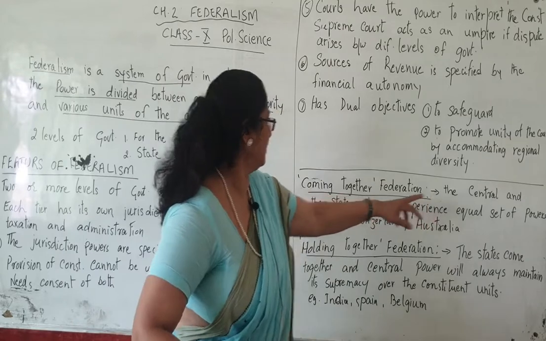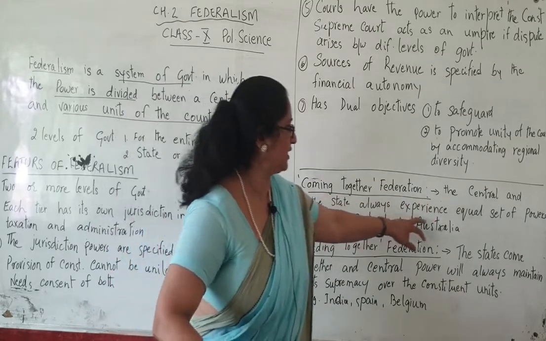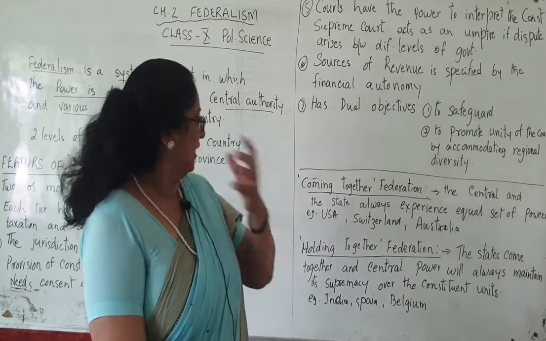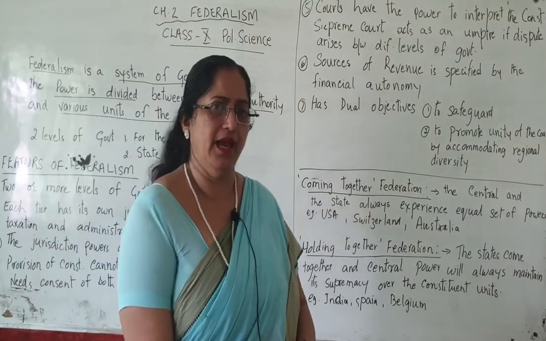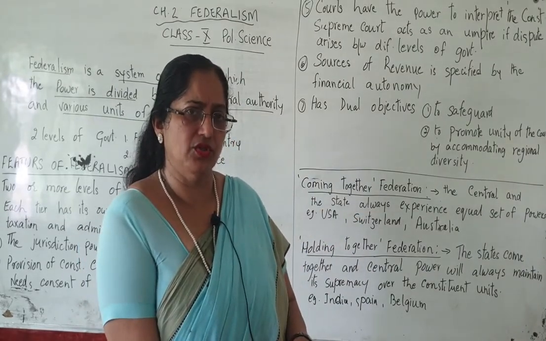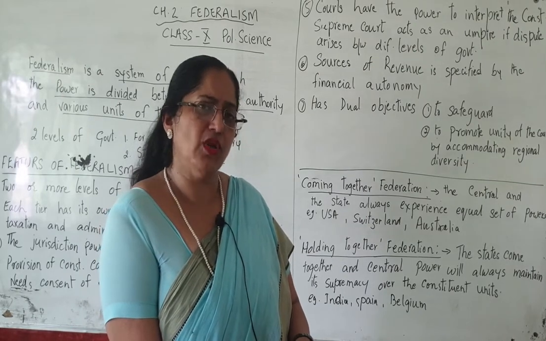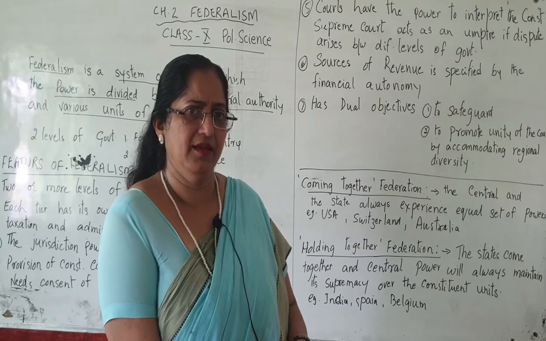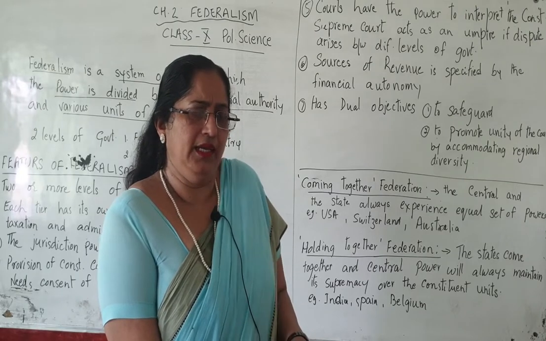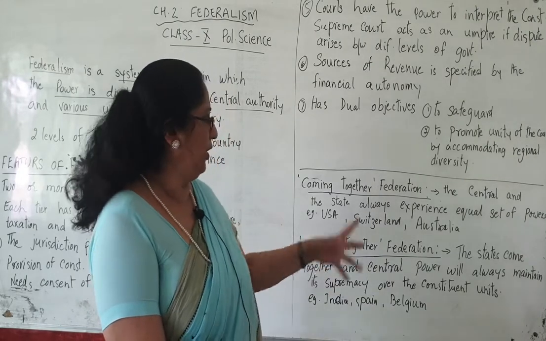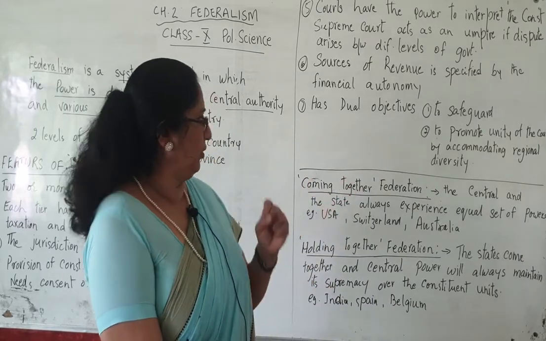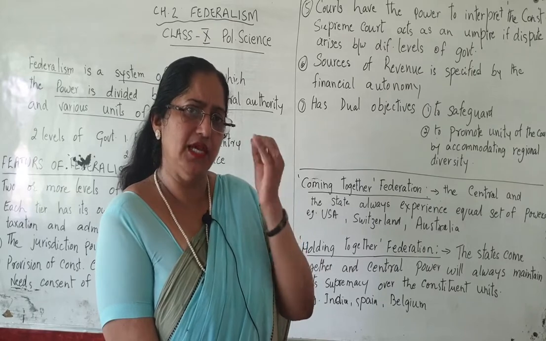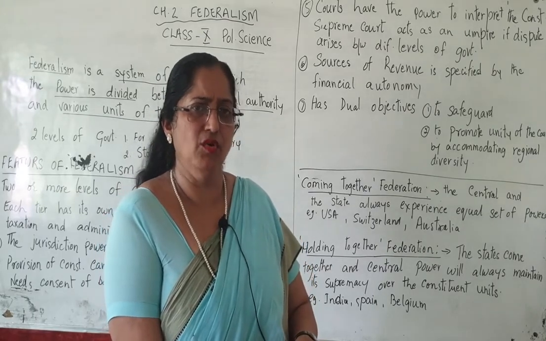The central and the state governments always enjoy an equal set of powers, like in USA, Switzerland and Australia. The center has its constitution and the state also has its own constitution, so both have equal power. Not like in India; in India we have holding together federation. Coming together federation means the center has its own powers as well as the state has its own powers.